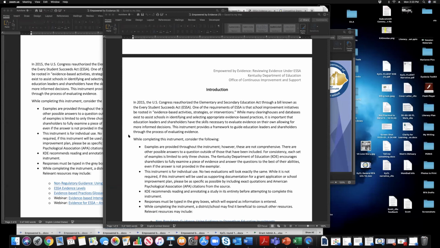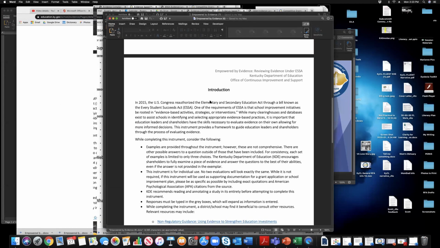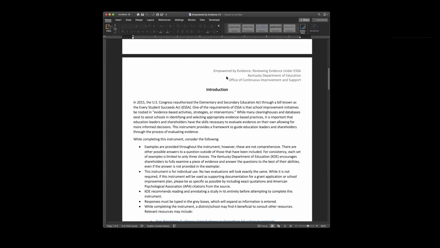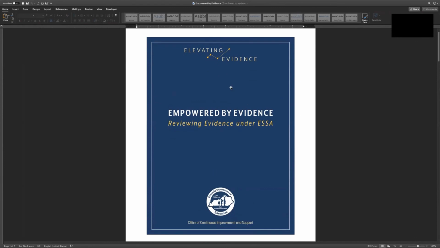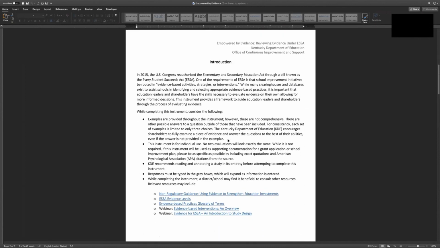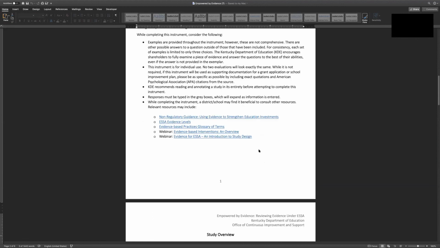It's moving just a little bit slowly. When you go to that link, this is the quote-unquote instrument that we're talking about under Elevating Evidence, Empowered by Evidence. This is reviewing evidence under ESSA. And you do have some introductory materials. You also have a lot of those links that I've talked about already, like the ESSA evidence levels. They're also reattached in here, so you can take a look at those.